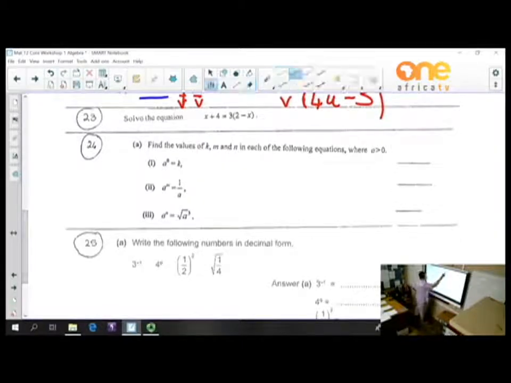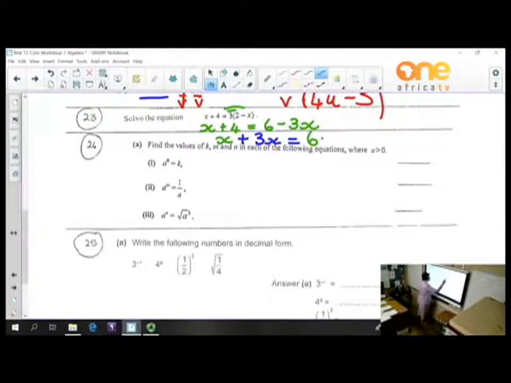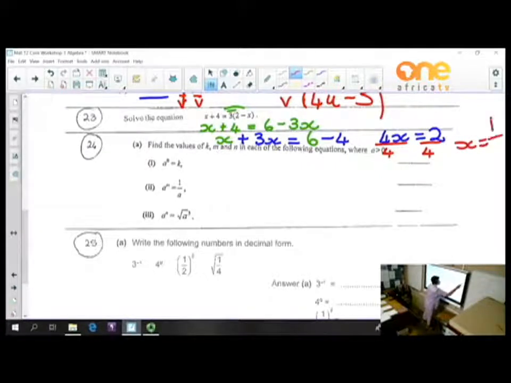What must I do? I must remove the bracket. I need to get rid of the bracket. So x plus 4 is equal to 6 minus 3x. Now I collect my x's on the one side, so it will be x. If I bring this one over, I change the sign. Can you see? Is equal to 6. He stays there, so I don't change the sign. But this one that comes over is the one that I change. So now I have 4x is equal to 2. Remember, you divide with a coefficient, so x is a half.